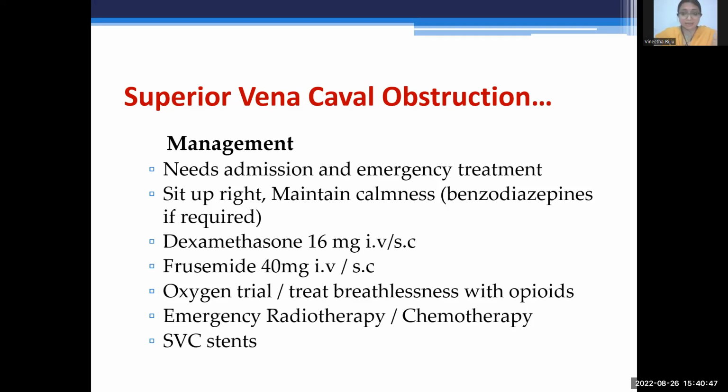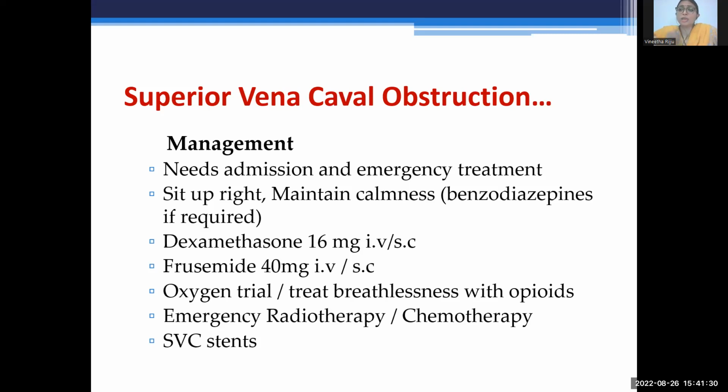Now again, diuretics are also important. Furosemide 40 milligram IV, subcutaneous. Again, oxygen trial. Oxygen trial to treat the breathlessness, okay? And why do we say oxygen trial? Because again, with oxygen, we need to see if the patient is actually getting symptomatically better, because we are not treating the pulse oximeter, we are treating the individual. So always look if the patient is getting symptomatically better with the oxygen. Else we give bolus of oxygen when required.